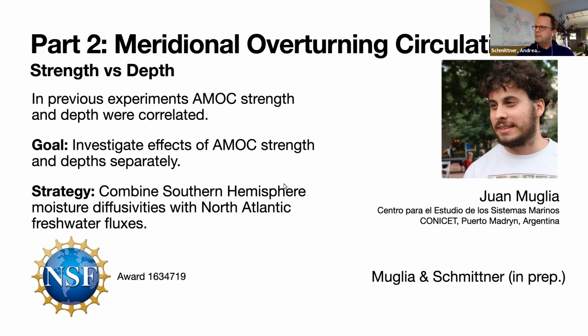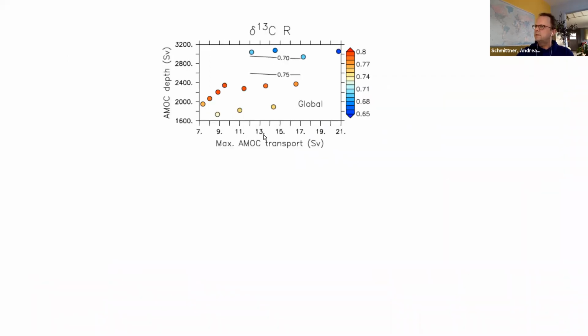And the way he has done this, he has used those southern hemisphere moisture diffusivity runs that I showed you already in Sophie's runs, and then he has combined them with North Atlantic freshwater fluxes. And the result of that is illustrated in this graph that shows the AMOC strength on the horizontal and then the AMOC depth in the vertical.